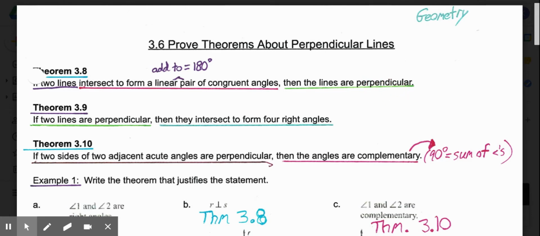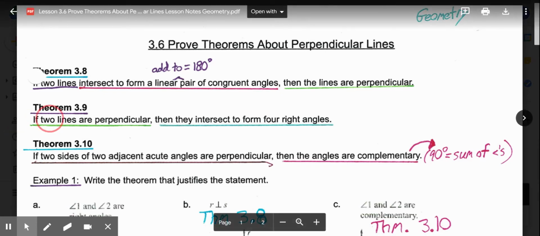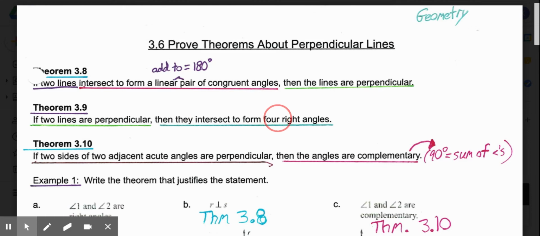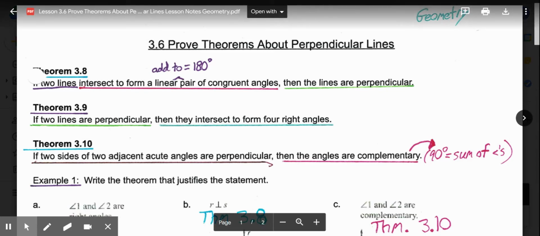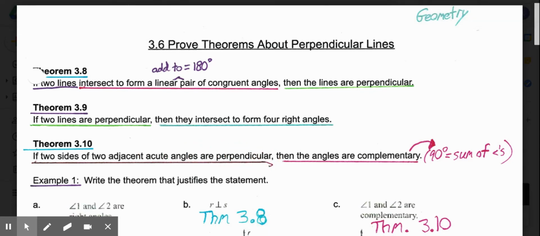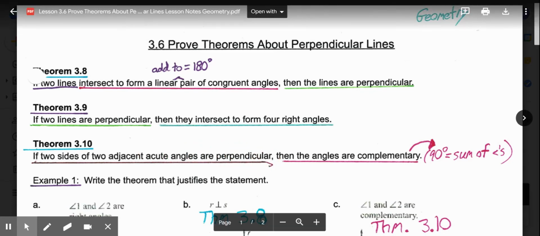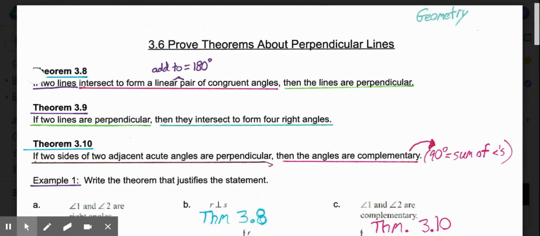Theorem 3.9. If two lines are perpendicular, then they intersect to form four right angles. So all four of the intersections of those two lines are right angles. And then we have theorem 3.10. If two sides of two adjacent acute angles are perpendicular, then the angles are complementary.